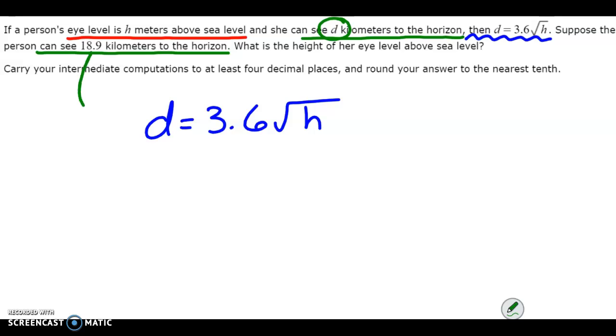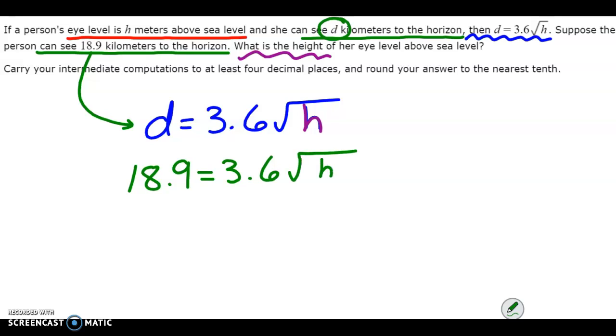So they're giving us what we're going to plug in for the d variable. And then just in case we aren't sure quite yet, what is the height? They're asking us for that h. That's what we're going to have to go solve for. So 18.9 will replace d equals 3.6 times the square root of h.